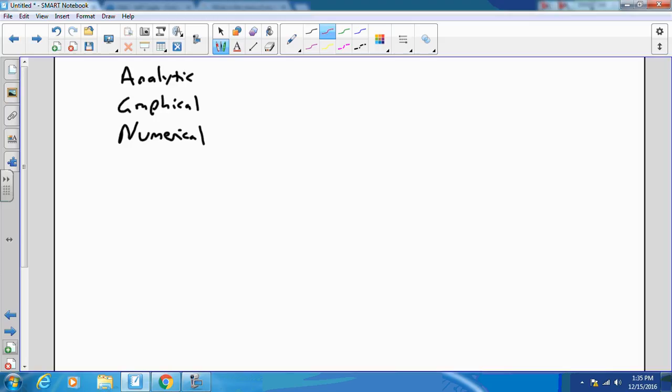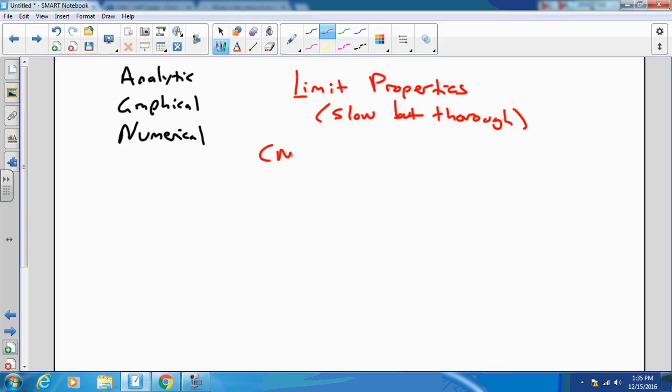So with regard to the analytic methods, we had multiple ones. First of all, we had the limit properties. The limit properties are slow but thorough, and for that reason, you should use the limit properties only if it's necessary. Really, only if I say use the limit properties. But those limit properties were the basic ones, such as the constant multiple rule for limits. The limit as x goes to c of k times f of x is the same as k times the limit as x goes to c of f of x.